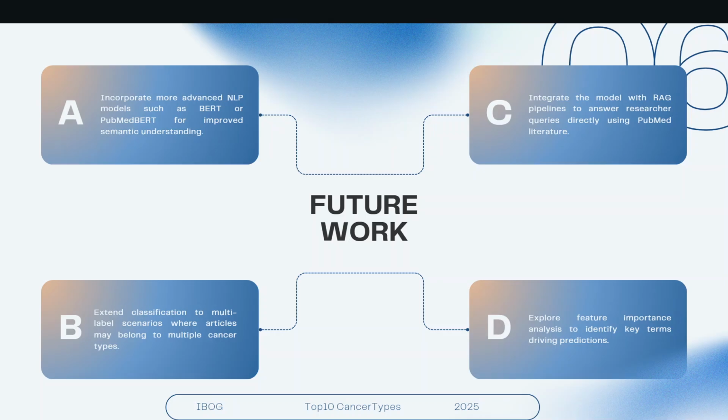If you were to work on this later on down the road, first, incorporate more advanced NLP models such as BERT or PubMed BERT for improved semantic understanding. Extend classification to multi-label scenarios where articles may belong to multiple cancer types. Integrate the model with RAG pipelines to answer researchers' queries using PubMed literature, and explore feature importance analysis to identify key terms driving prediction.